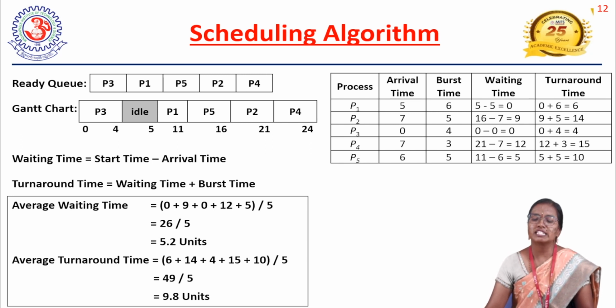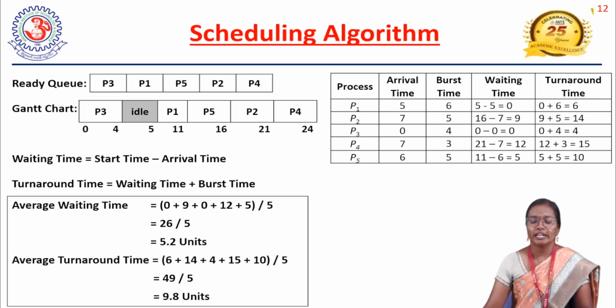Next we are going to see how to calculate waiting time and turnaround time. To calculate the waiting time, we have to subtract the arrival time from the starting time. The starting time means the time at which your process is submitted into the CPU. That is called the start time.